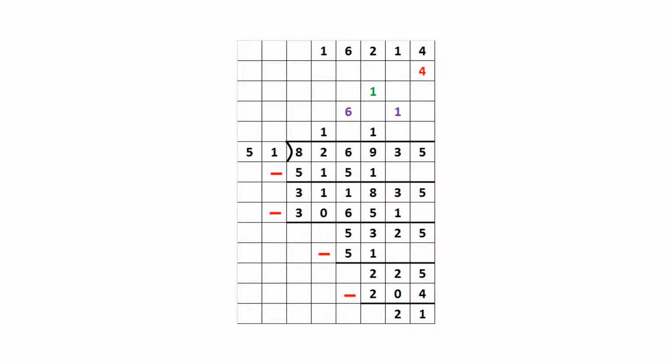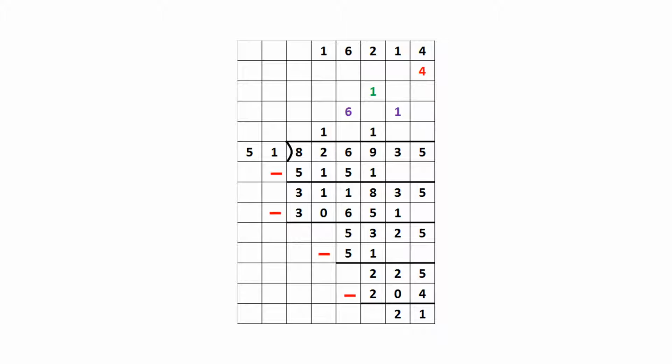How many 51s go into 69? 1. And 1 times 51 is 51, so you see the other 51, and then we subtract, and that's 18. Does 51 go into 35? No. Bring the 35 down. So this is like a new dividend. Now we're going to go 51 into that number.